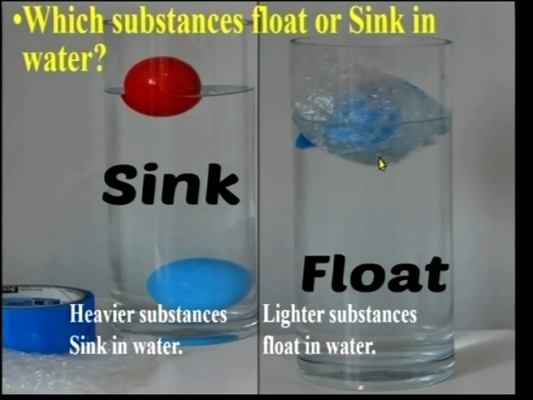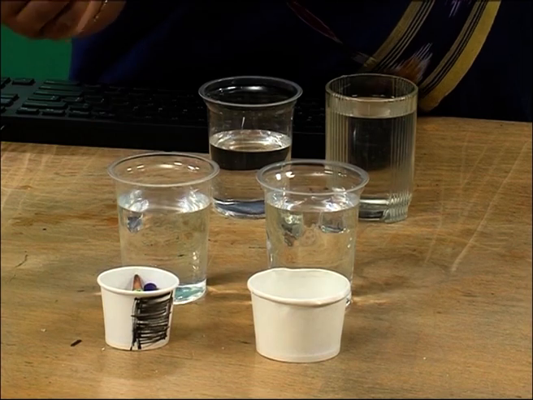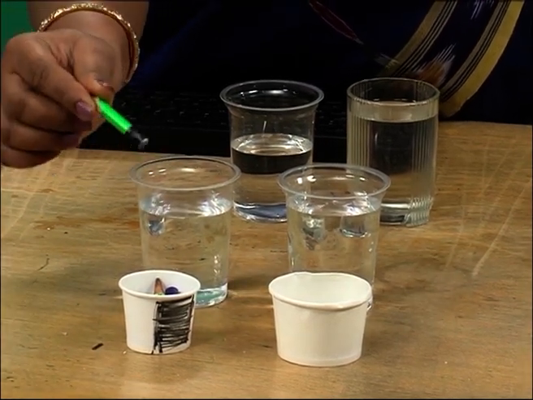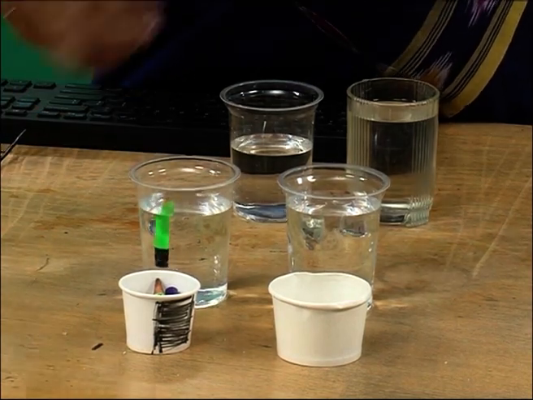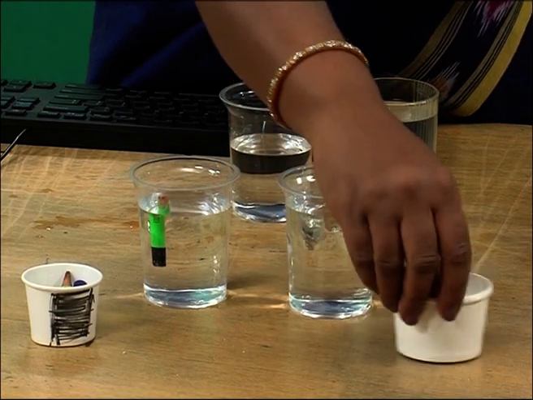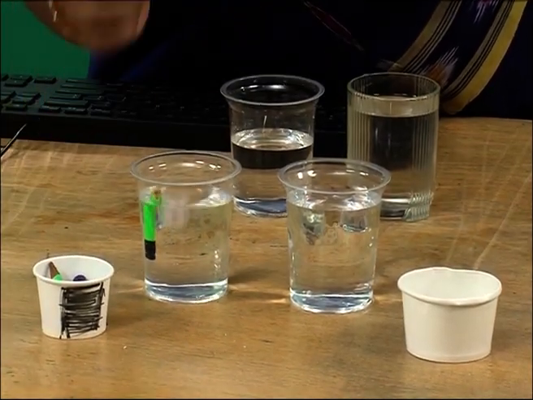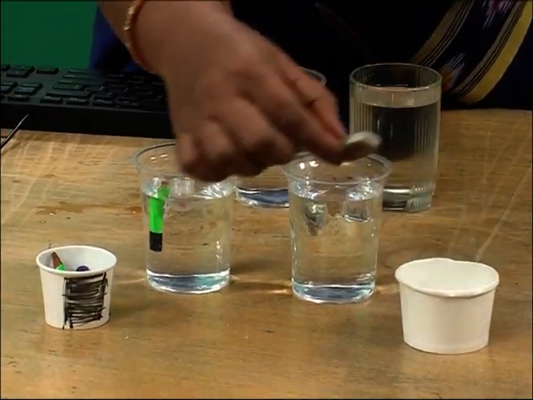Let us do this activity, children. Children, let us see what happens to this pencil. If I am putting this piece of pencil in water, what happened to it? It started floating. See this cap? It is also floating. Let us take an eraser.